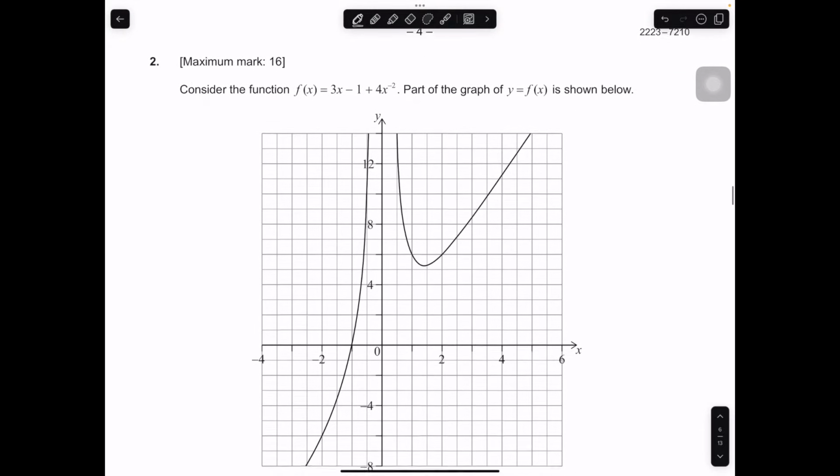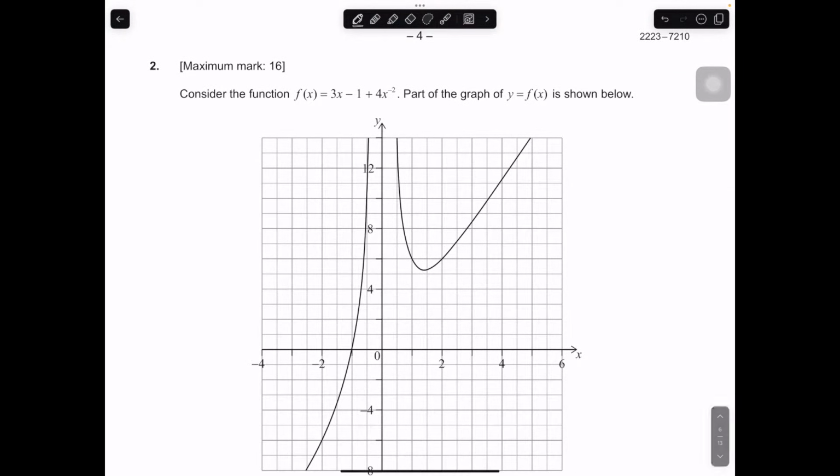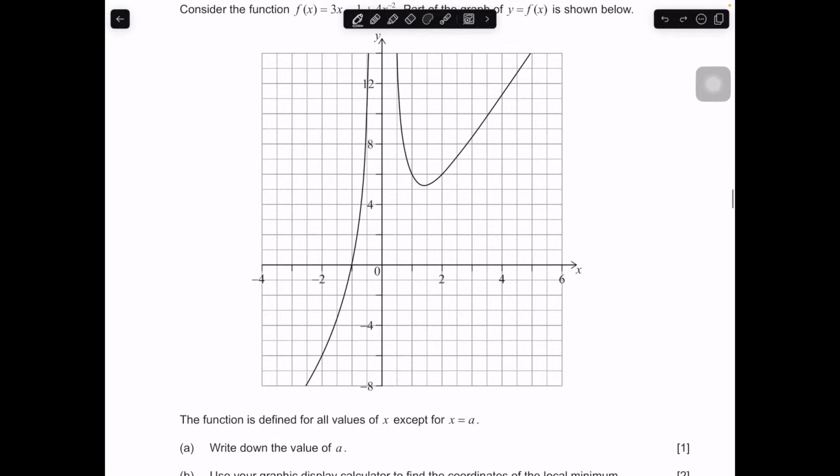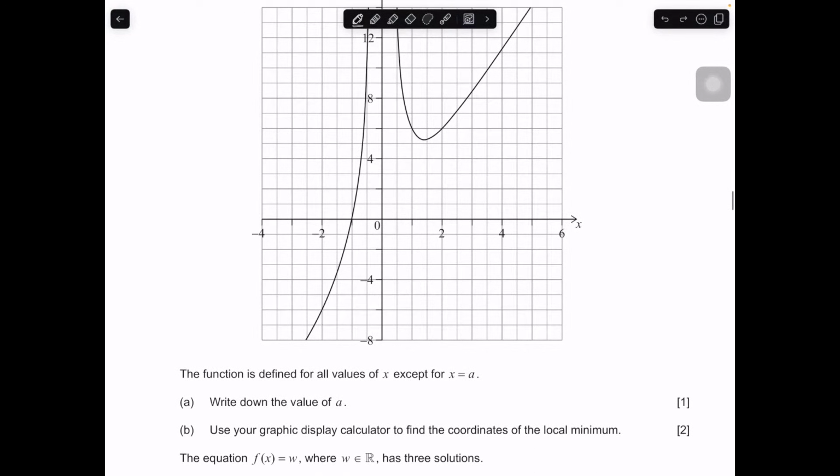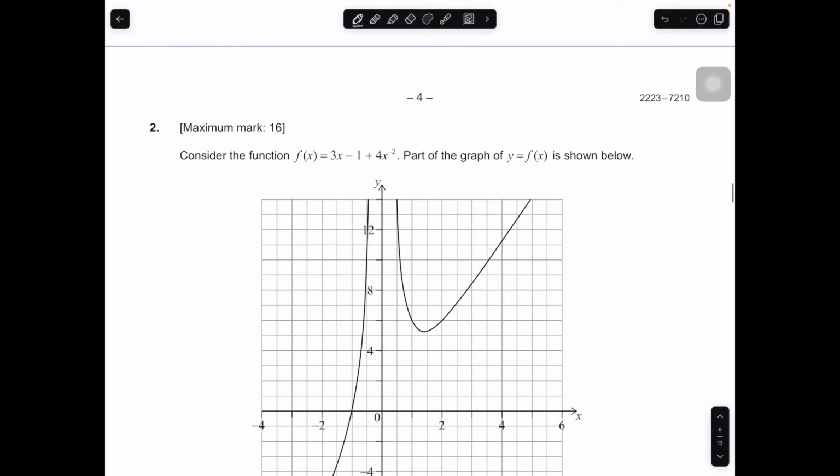Okay. Question 2, 16-mark question. Here we've got a function. Consider the function f of x is equal to 3x minus 1 plus 4x to the negative 2, so raised to the power of negative 2 right here. Part of the graph of y equals f of x is shown below. Here's our graph. The function is defined for all values of x except for some value when x is equal to a. Write down the value of a.